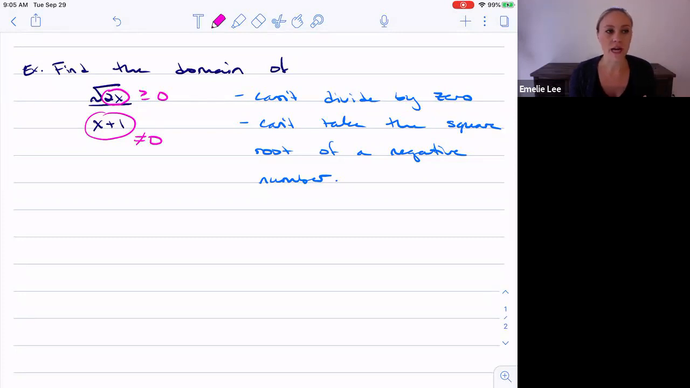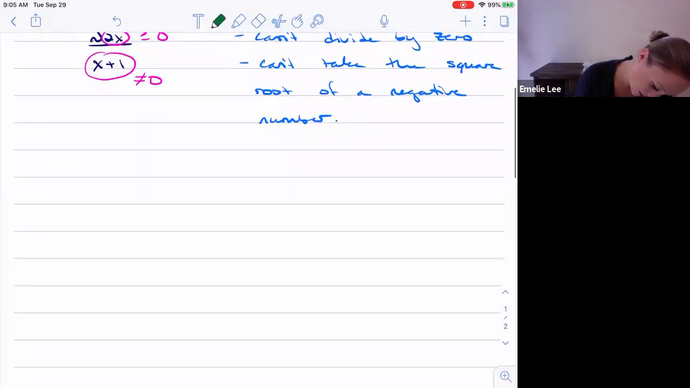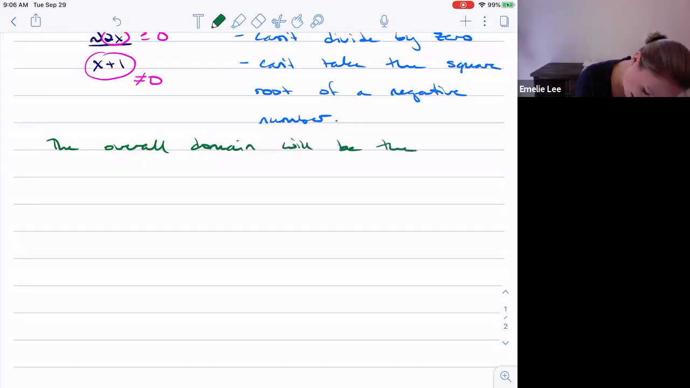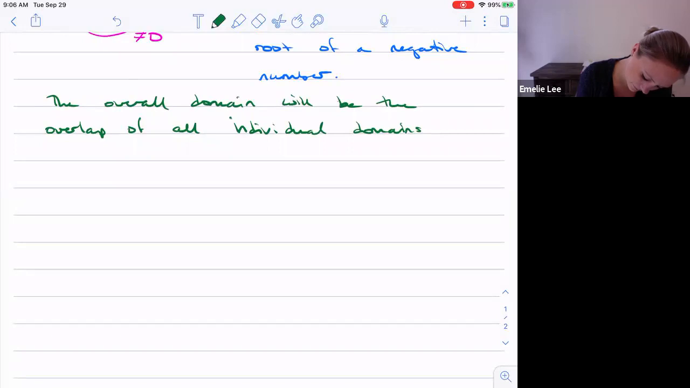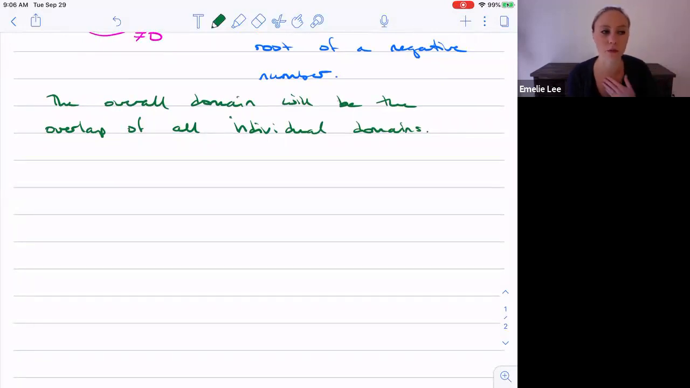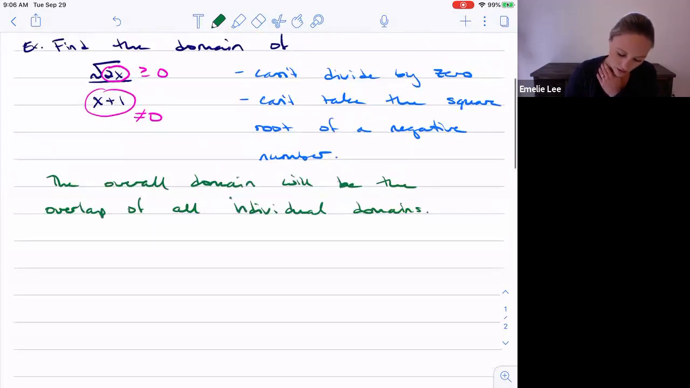So we're going to find the values that do that, and then the common overlap of these two individual domains will be our overall domain. And so we said the overall domain will be the overlap of all individual domains combined.